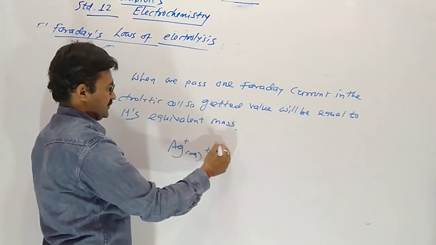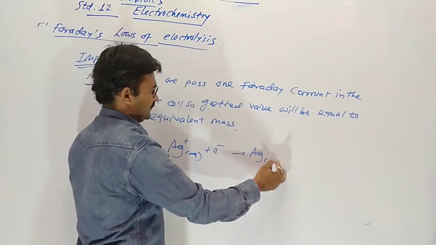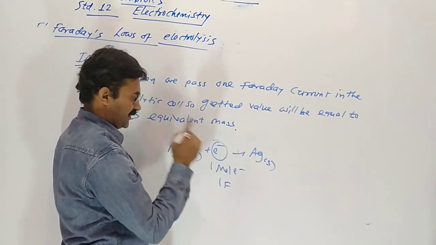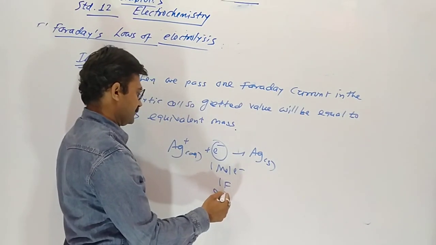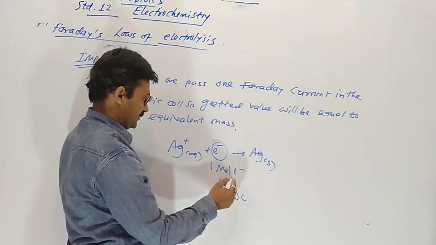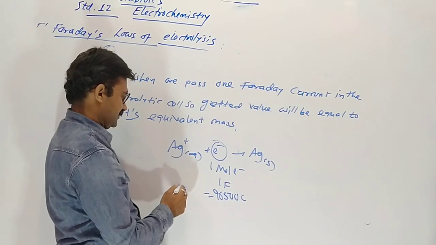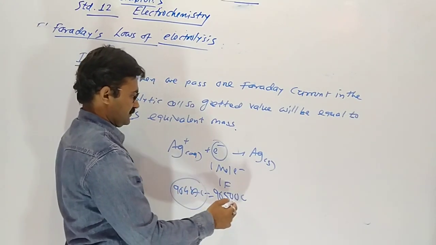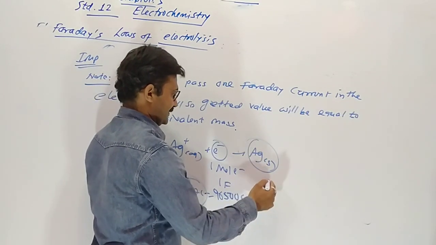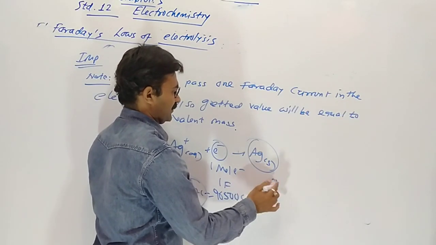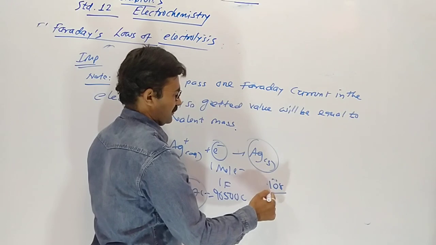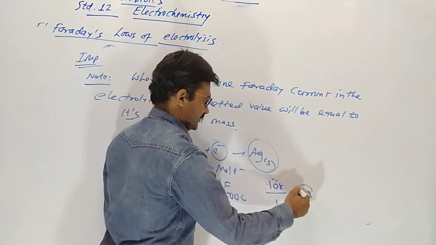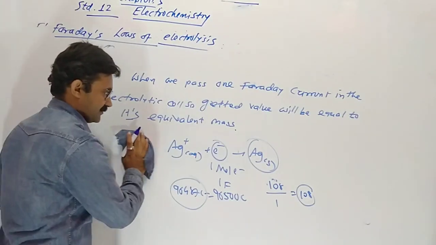Ag+ ion gains 1 mole electron, gives Ag. Here 1 mole electron means 1 Faraday. Listen carefully. It means 96500, rounded off; actually 96487. So it is equal to 1 equivalent. Why? Atomic mass of silver is 108 upon 1. So 108 is the equivalent mass.